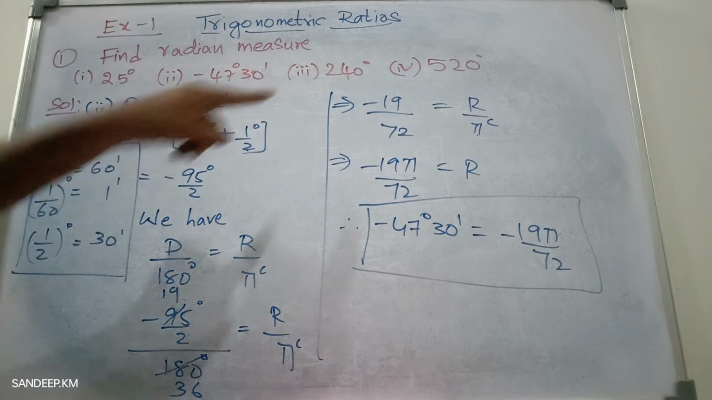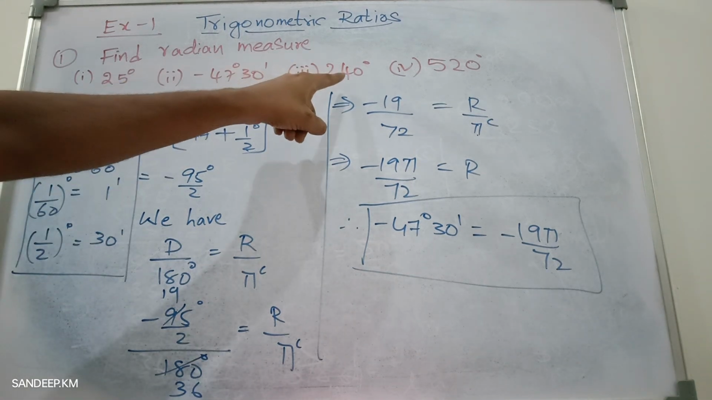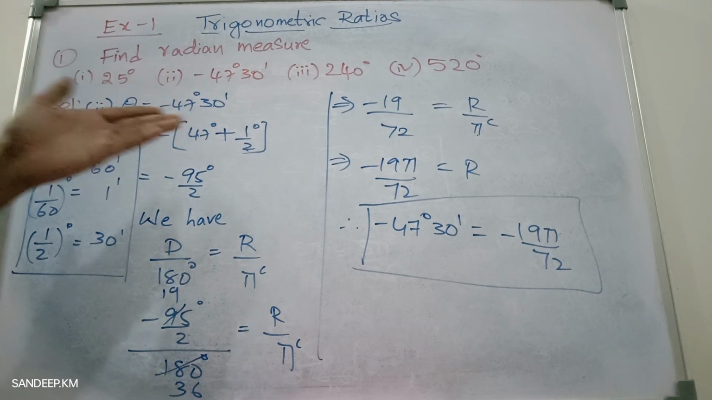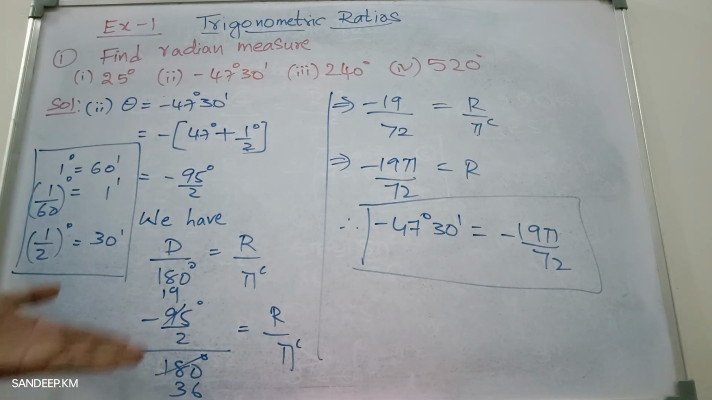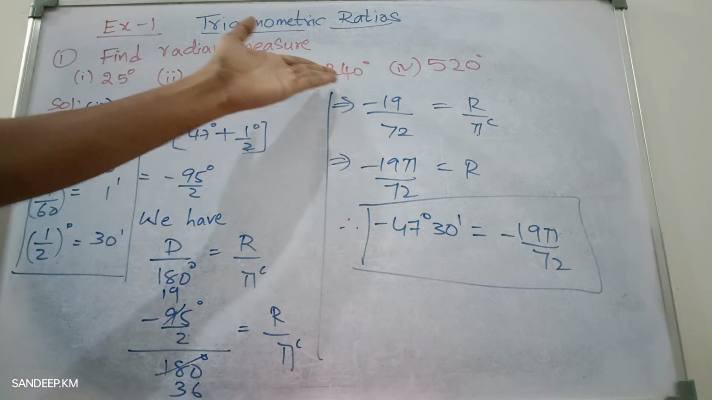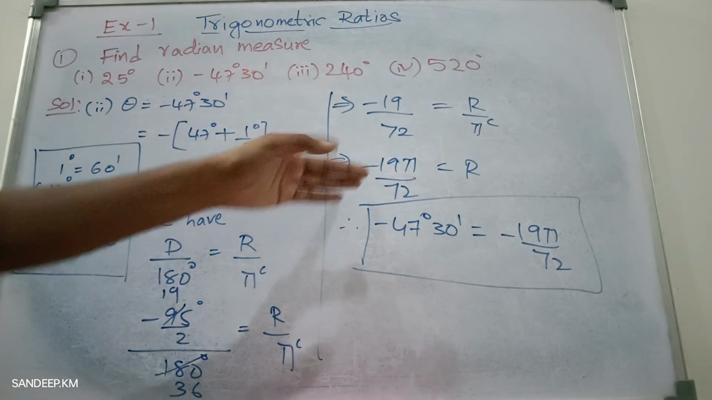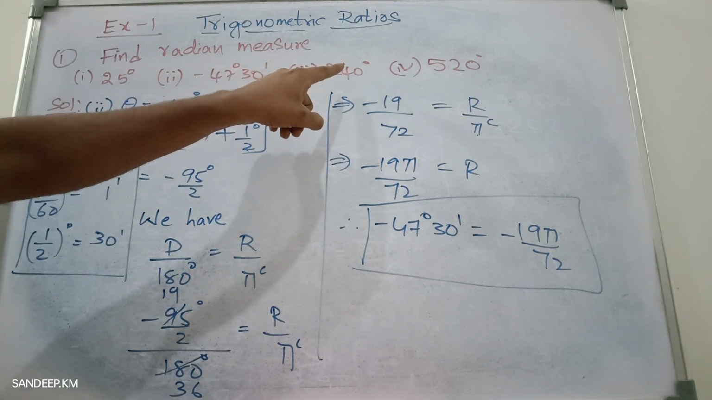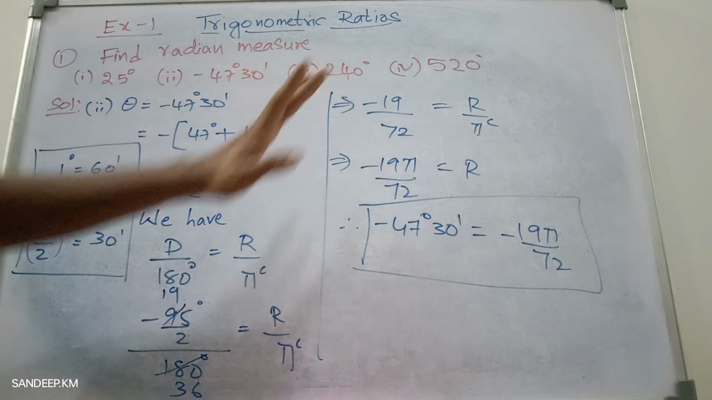And then I have already converted 240 degrees into radians in the first video. So you can have a look at it. And of course, I have given you the method now, right? So follow the same method. You will get 240 degrees into radian measure. I will discuss how to convert 520 degrees into radian measure. You can find the radian measure of 240 degrees.